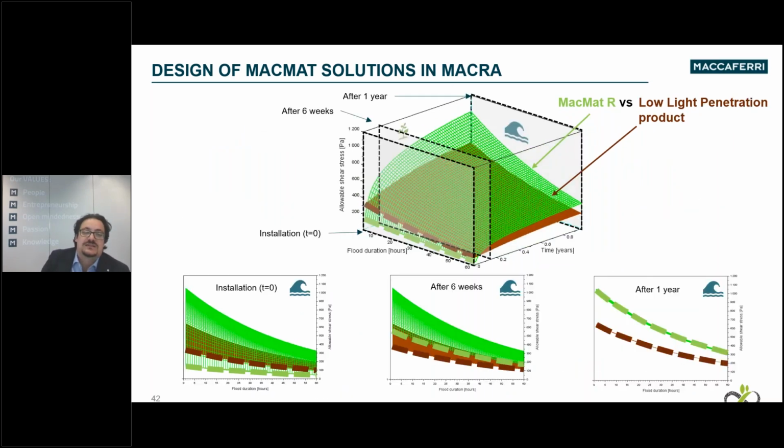This is due to the fact that the MACCAFERI is also a reinforcement for the root. So after a few days, you don't have only the MACCAFERI that protects the riverbank, but also the system of the root plus the MACCAFERI that guarantees the stability, and that could achieve a very high shear resistance. So this is at time 0, this is after 6 weeks, and this is after 1 year. Our solution is the most durable because, thanks to the vegetation growing, it guarantees a performance through the time.